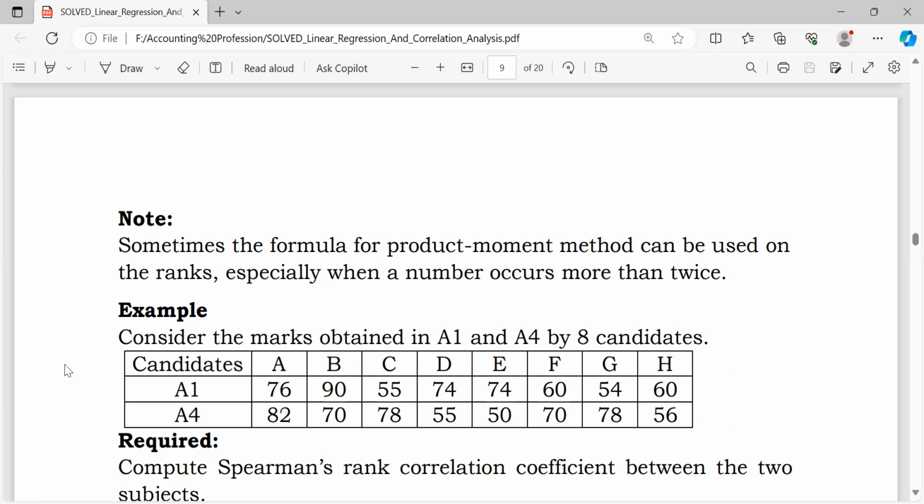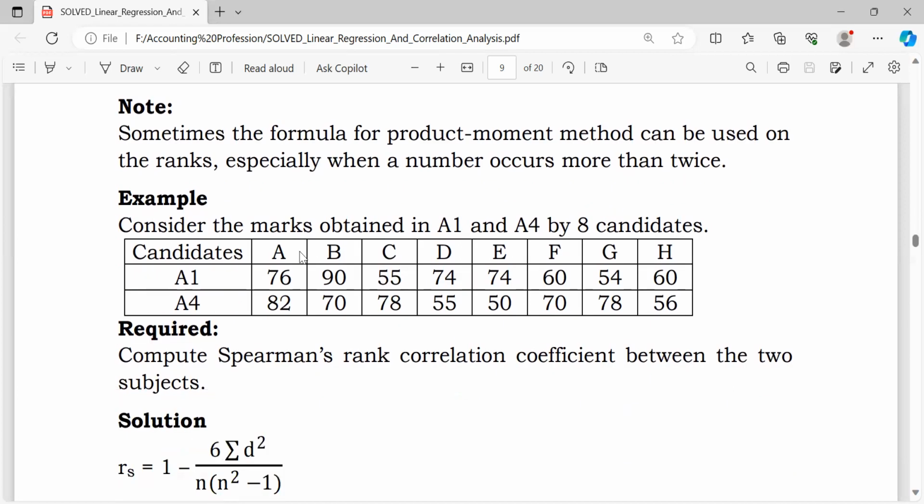All right, let's take a look at an example. Consider the marks obtained in A1 and A4 by 8 candidates. Now, presume that A1 and A4 are the subjects the students sat for.